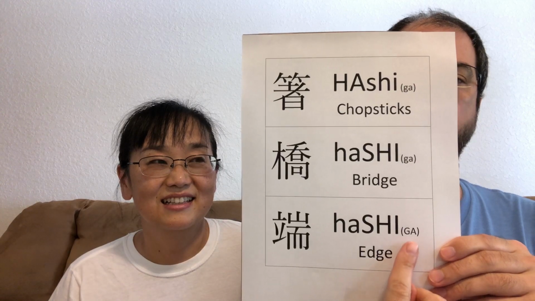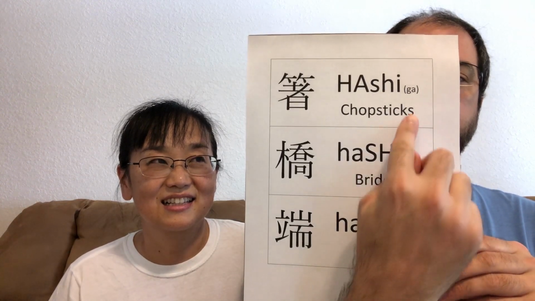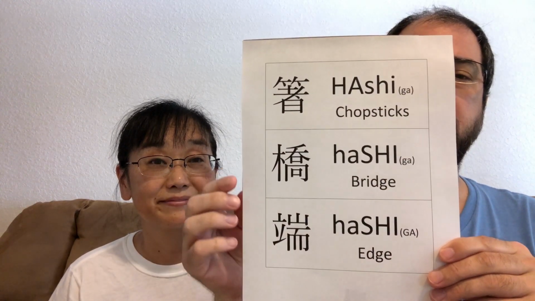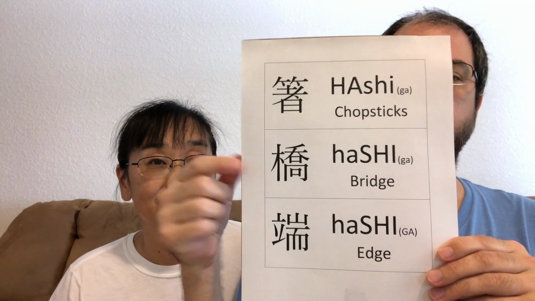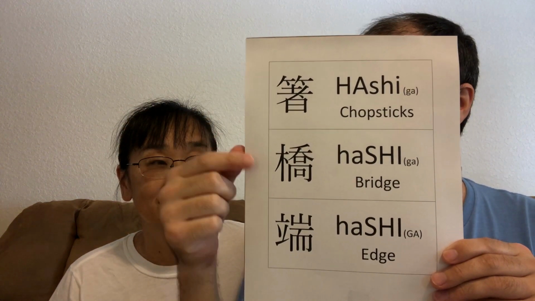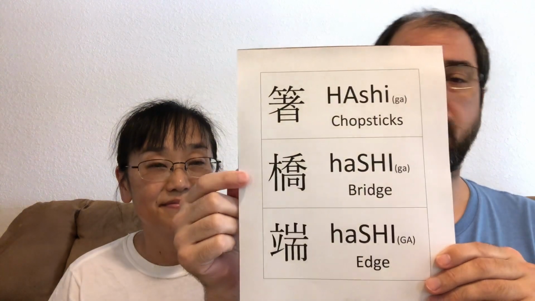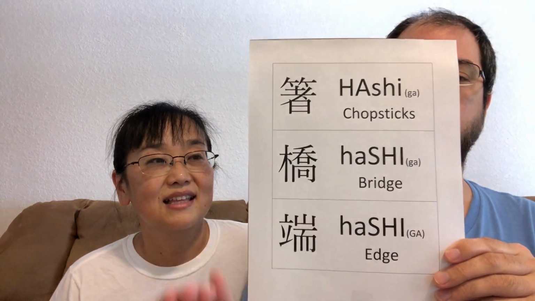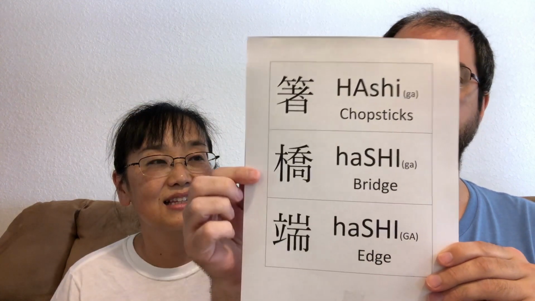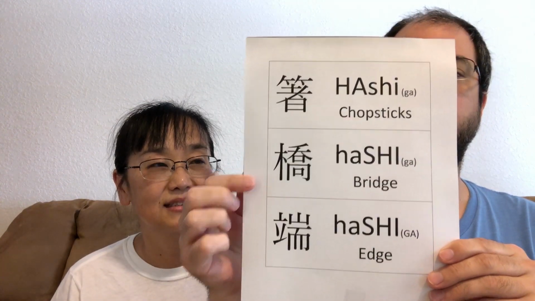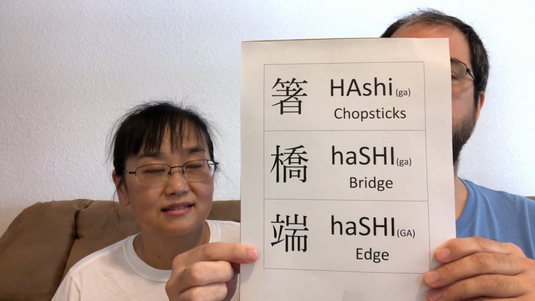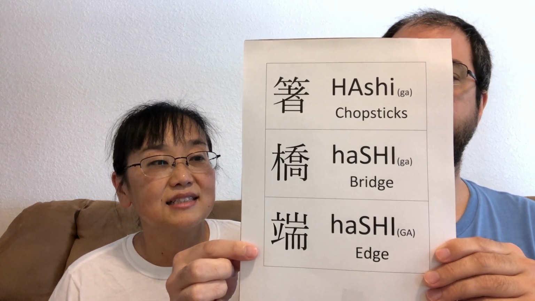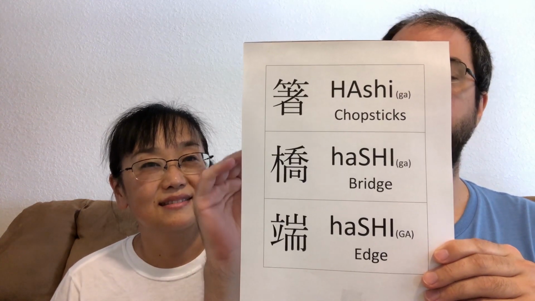So these two sound identical, except here's the difference. If you put a particle after the word, it changes a little. Both of these are hashi, but with a particle, let's use ga. How would you say bridge? 橋があります。 Do you hear that? It goes low, high, low. One more time. 橋があります。 But for edge, it would stay high. 端があります。 Do you hear that?